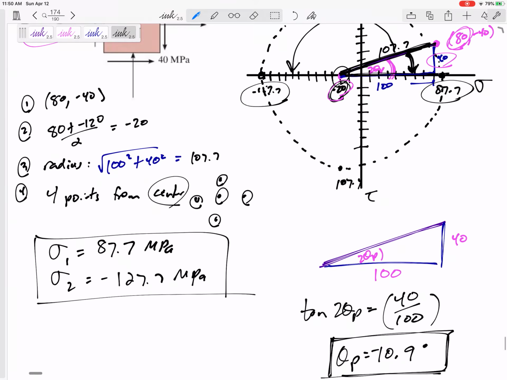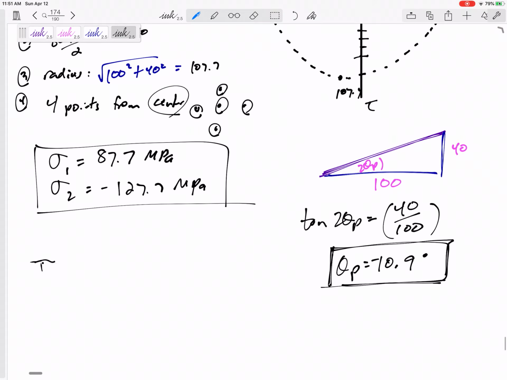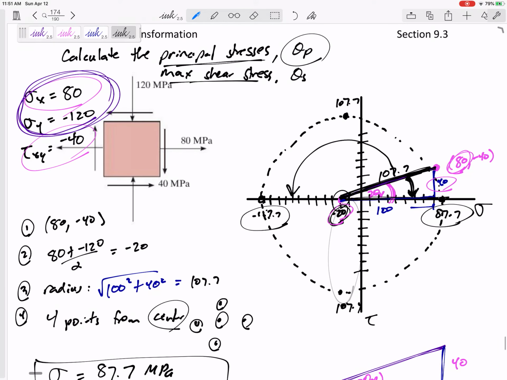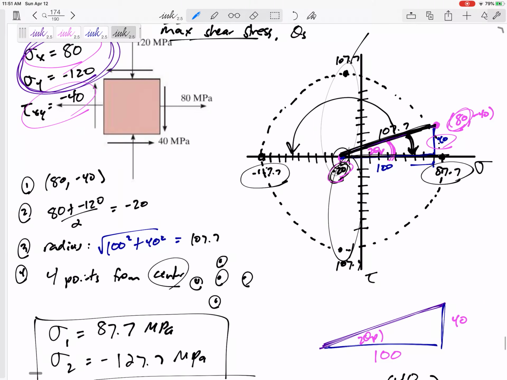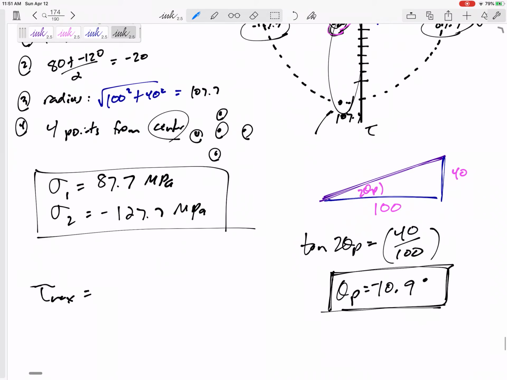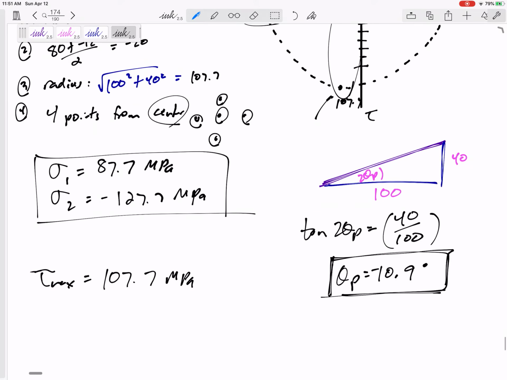Now the maximum shear stress. Tau max, I already have that. It is the radius. So you can either think of that one or that one. What's the maximum shear I'm going to get? 107.7 MPa.